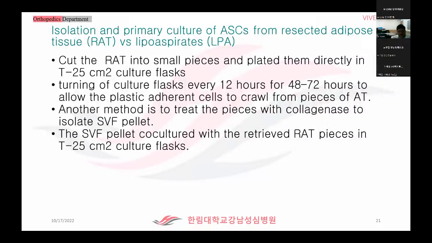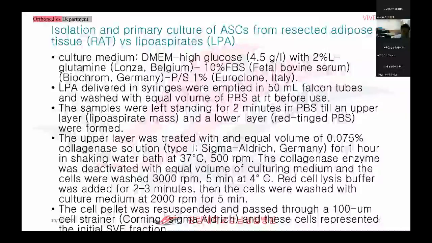Another method is to treat the pieces with collagenase. In our laboratory, we first use collagenase to digest the tissue, and then isolate the SVF pellet, and this SVF pellet is cultured separately as well as co-cultured with the RAT pieces in a certain flask. So this is the preparation of the tissue.